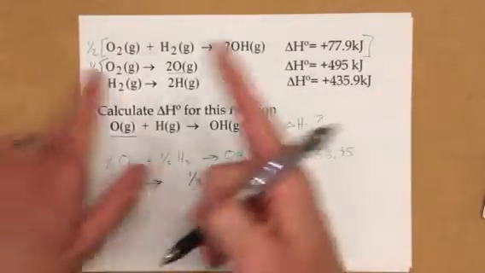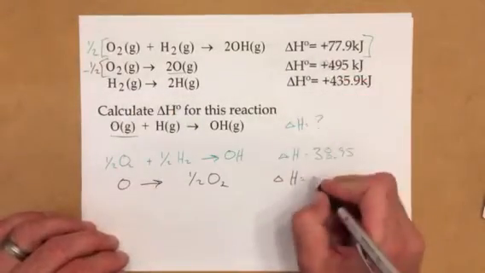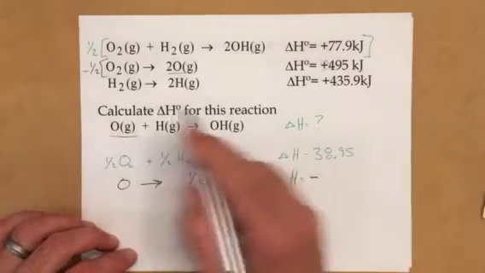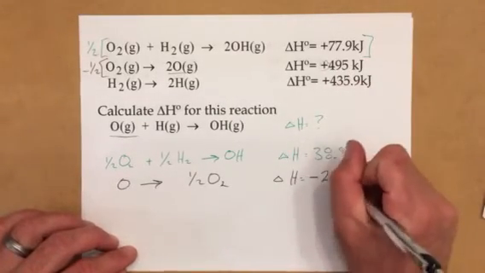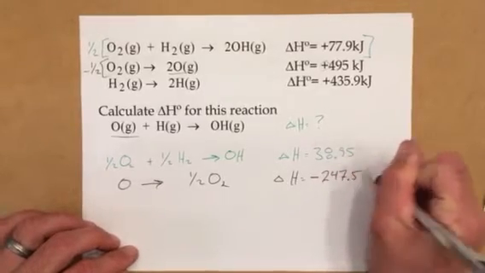When we do that, so we reverse the reaction, we need to change the sign. It was positive, it's now going to be negative. We multiplied all the coefficients by 1/2, so we'll multiply this by 1/2. It'll be 247.5.